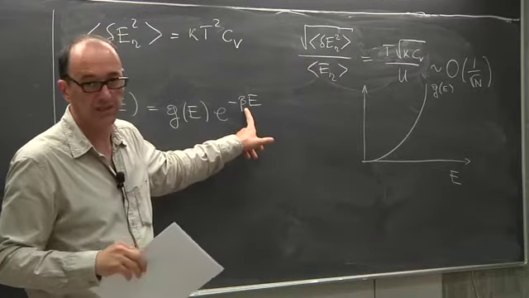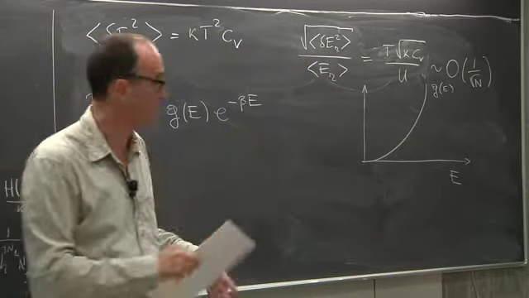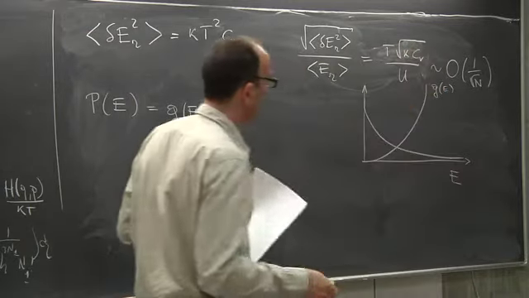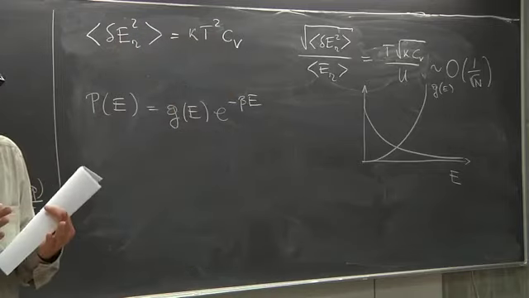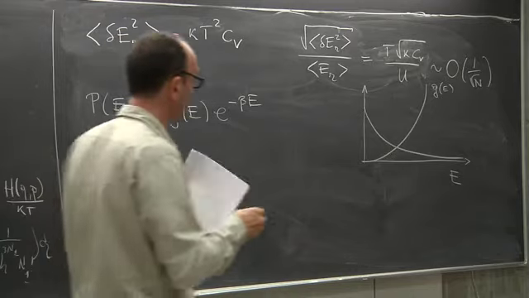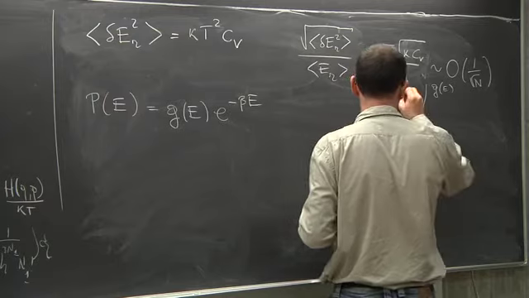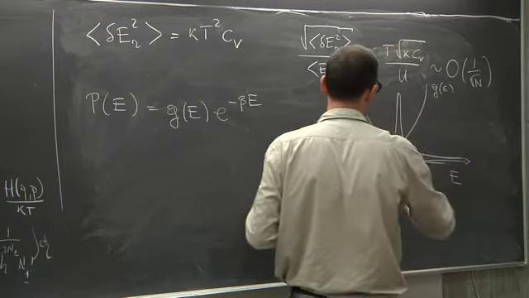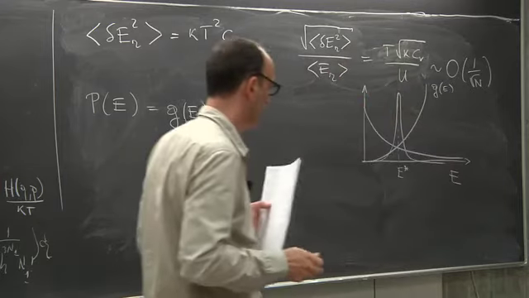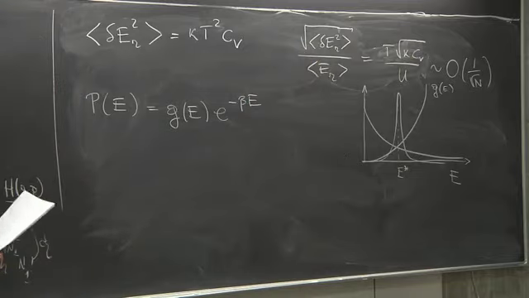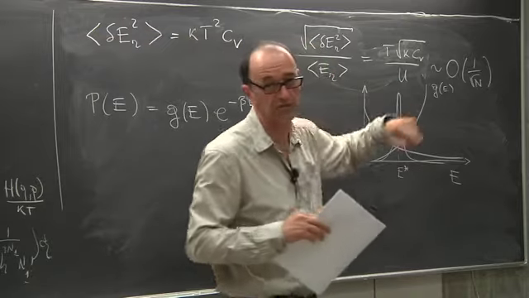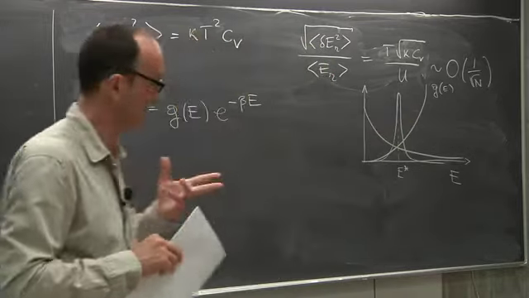E to the minus beta E is a very fast decreasing function instead. So when you make the product between the two, there will likely be a maximum in between. And this maximum will be at some energy E star. Okay? What I want to show you now is that this maximum E star is essentially equal to the average energy.